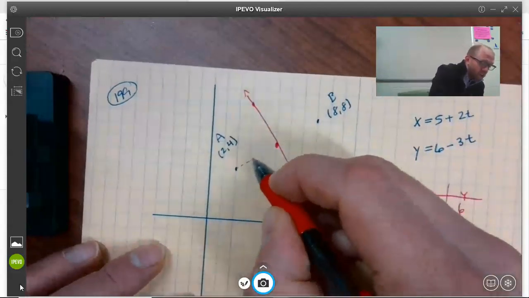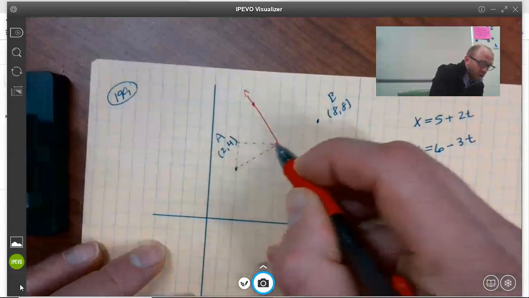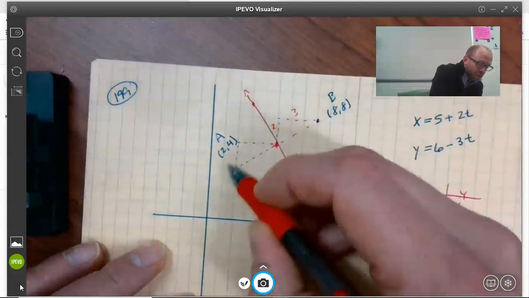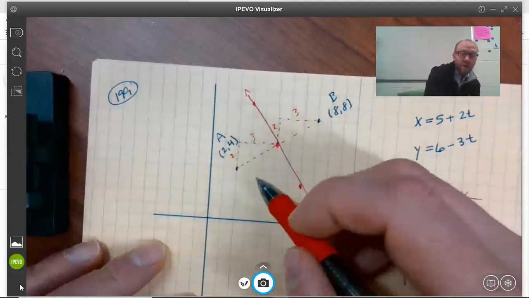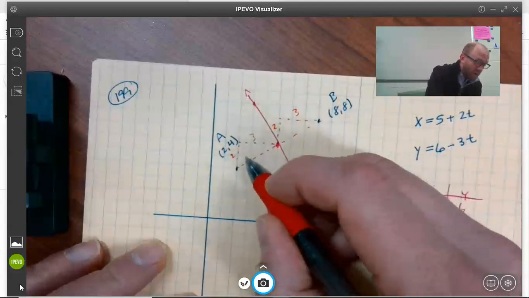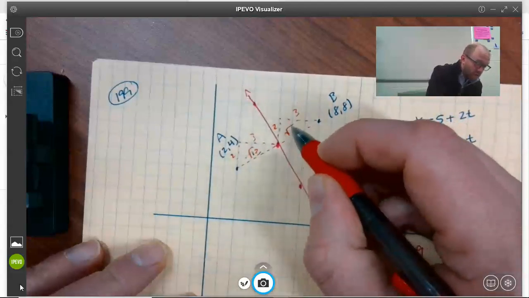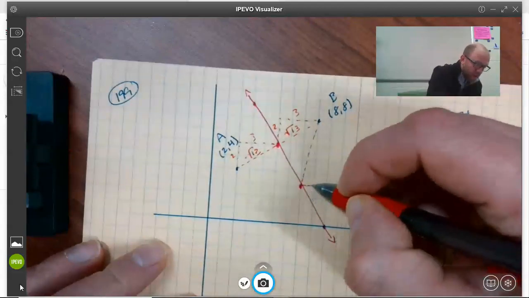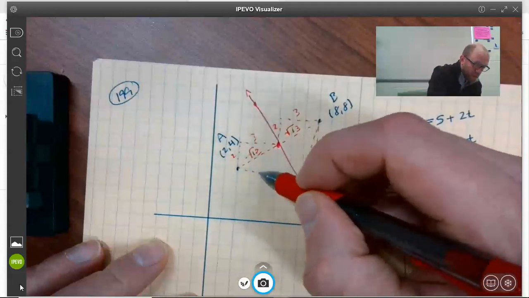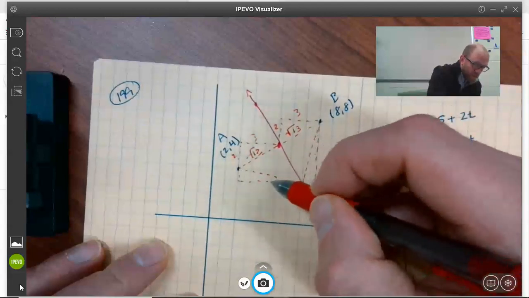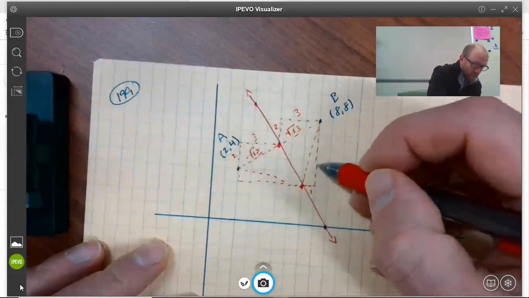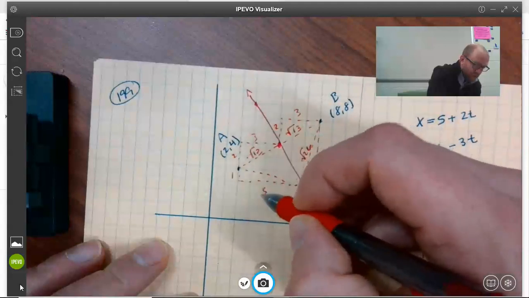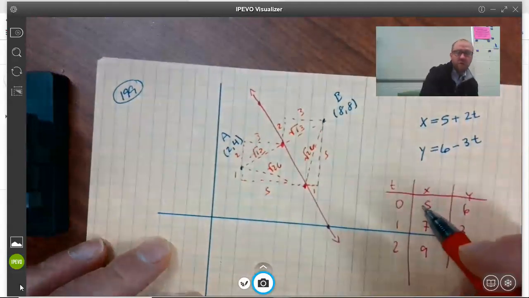equidistant. So here we could do this calculation. 2, 3, 2, 3, which would make this the square root of 4 plus 9, square root of 13. Here for this point we have 1 and 1, 2, 3, 4, 5, which makes this the square root of 26. 1 and 5, square root of 26.